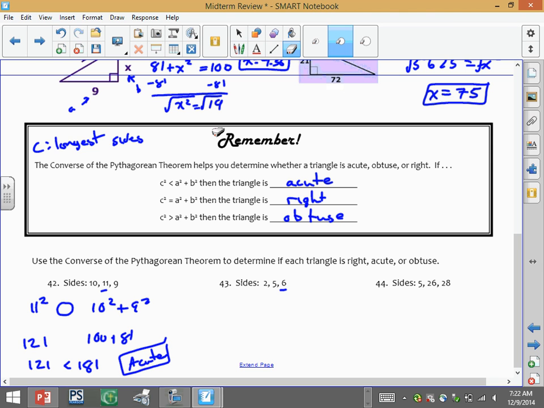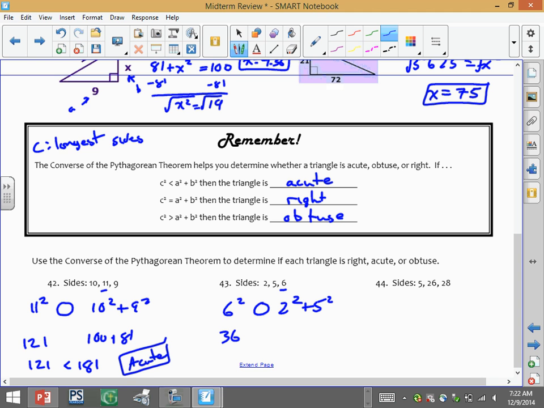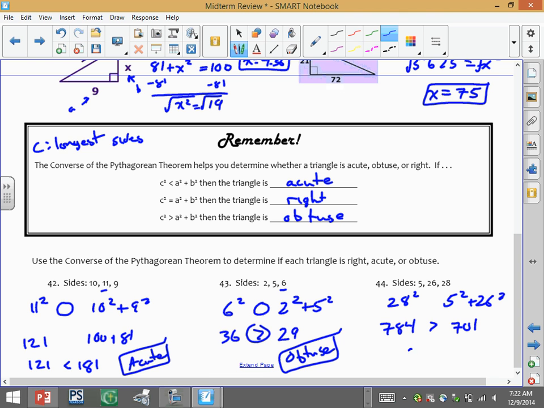So we're going to compare 6 squared to 2 squared plus 5 squared. So 36, and then we've got 4 plus 25, 29. It's greater, so this would be obtuse. And then 5, 26, 28. So 28 squared, compare that to 5 squared plus 26 squared. So 28 squared is 784. And then 5 squared plus 26 squared, you can do it all in one big step, 701. 784 is bigger, so this would be an obtuse triangle as well.